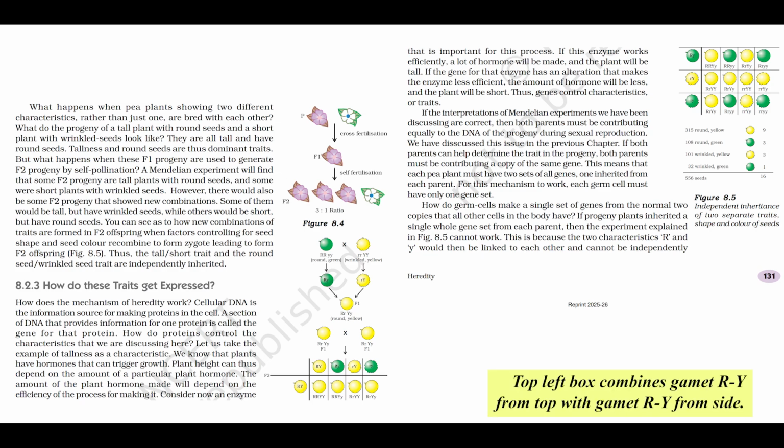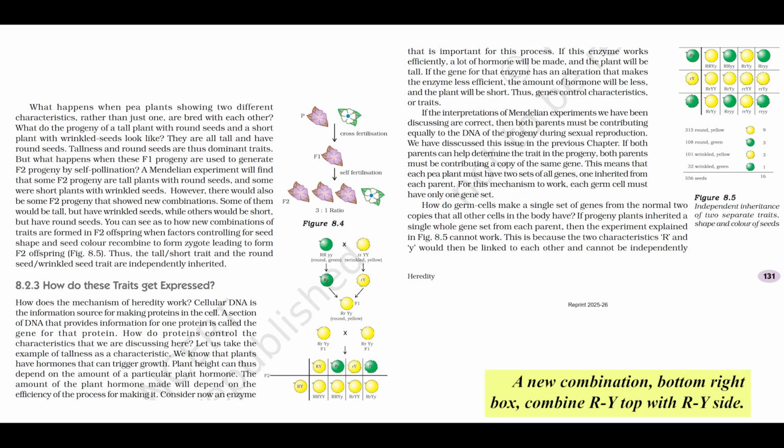Top left box combines gamete RY from top with gamete RY from side. The genotype is RRYY, phenotype round, yellow, both dominant traits expressed. A middle box, maybe combine gamete rY from top with gamete RY from side. The genotype is RrYY, phenotype still round, yellow, because R is dominant over r and Y is dominant over y. Another box: combine RY top with ry side. Genotype RrYy, phenotype round but green.